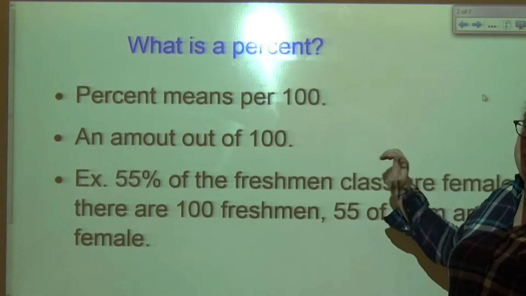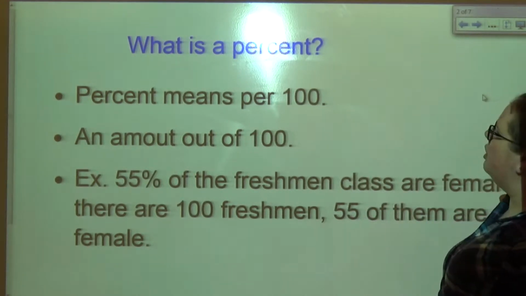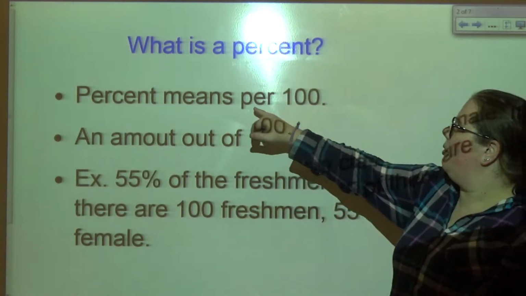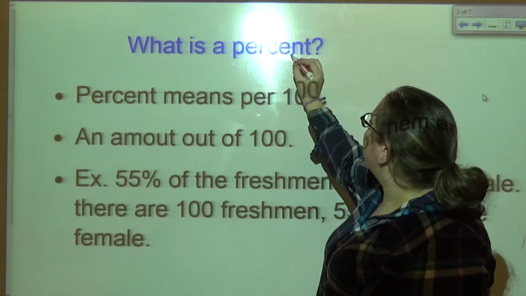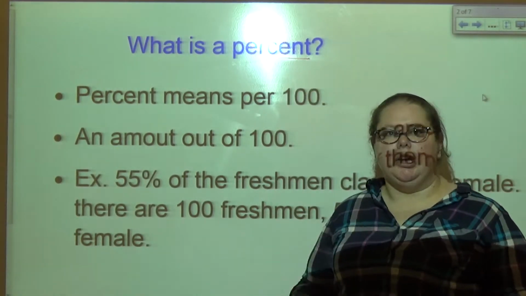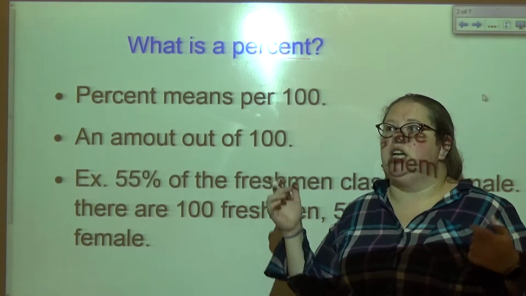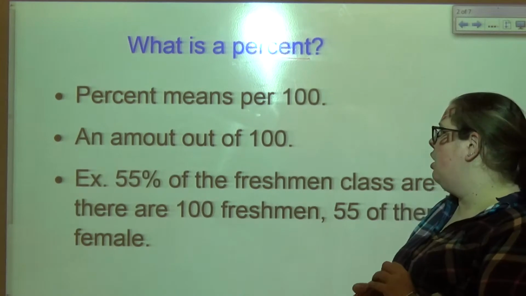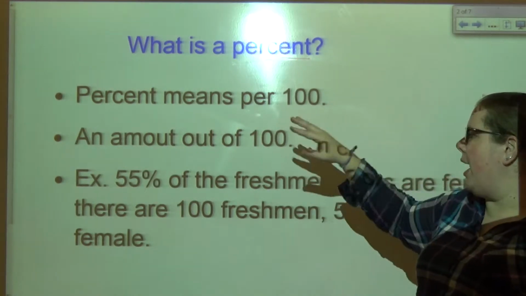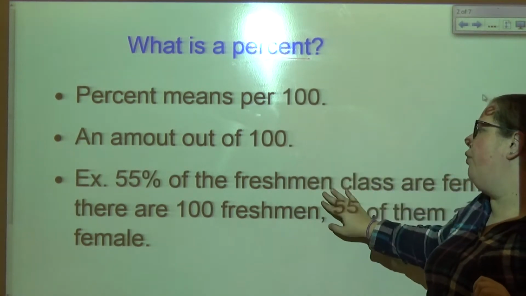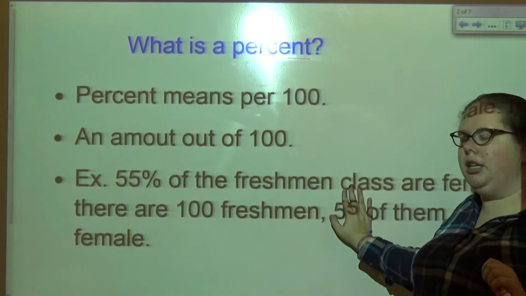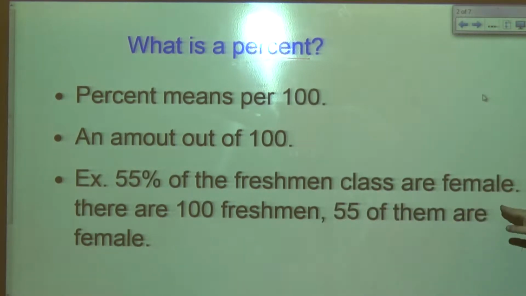Alright, so what is a percent? Percent means per 100, right? Cent, like a cent is a penny, right? There's 100 cents in a dollar. A century is 100 years. So that's what cent means. It's an amount out of 100. So for example, if we're talking about 55% of the freshman class are female, that means if there are 100 freshmen, 55 are female.